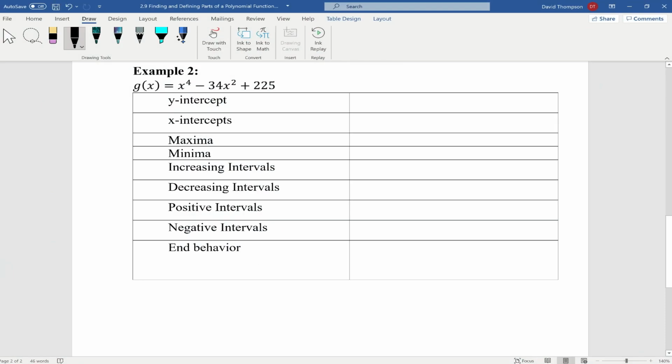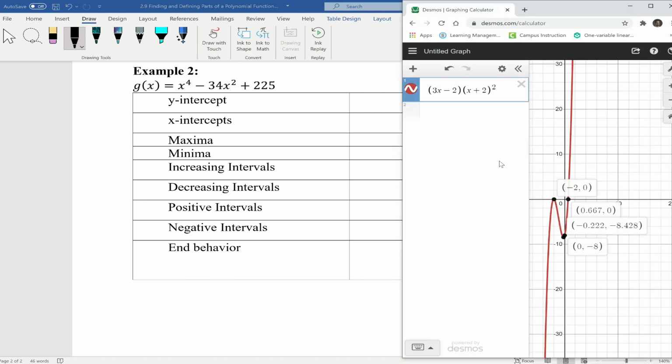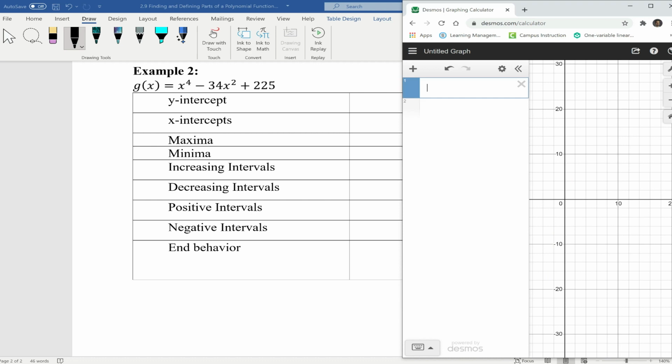Example 2, we're given the function x to the 4th minus 34x squared plus 225, and we're being given the same task to find the y-intercept, x-intercepts, maxima, minima, increasing intervals, decreasing intervals, positive intervals, negative intervals, and the end behavior. So again, we're going to be using Desmos. So let's first clear out the old function from example 1, and we're just going to type it in.